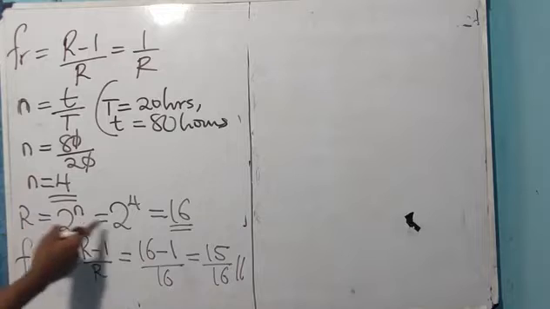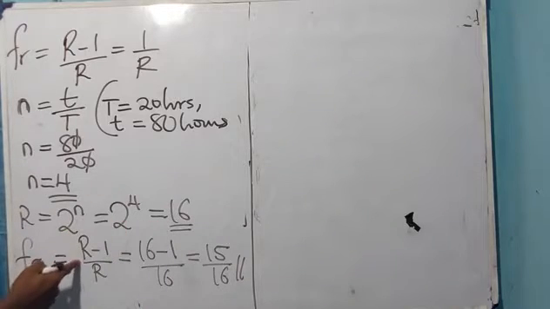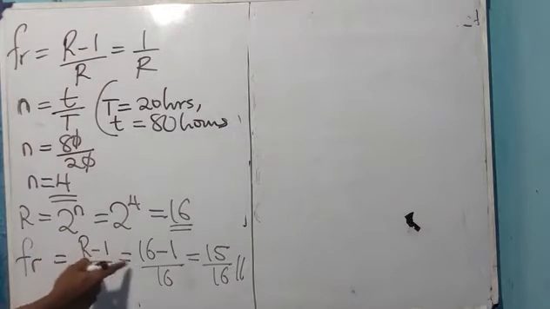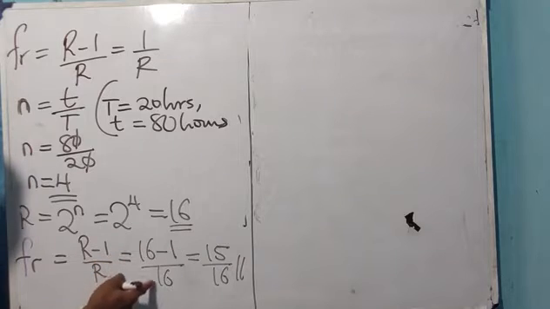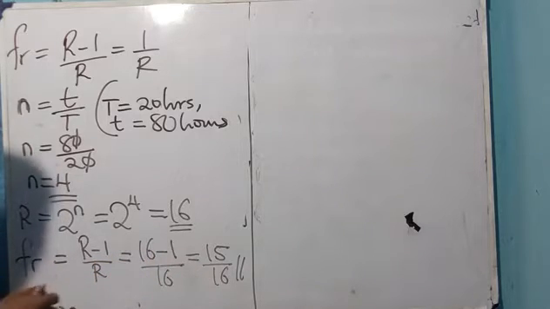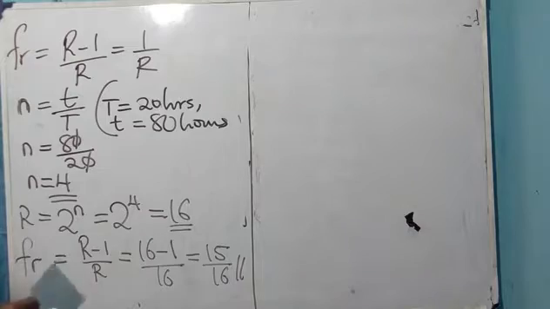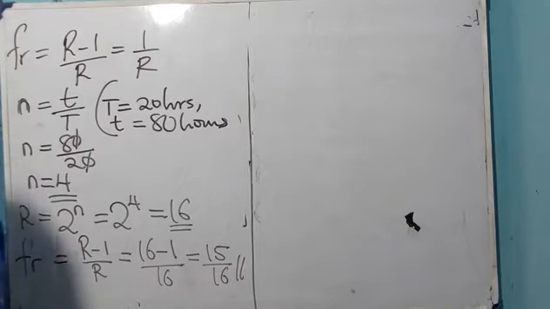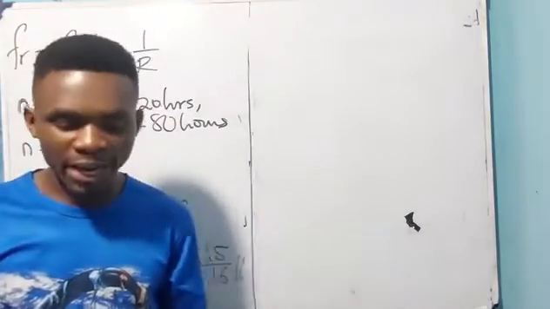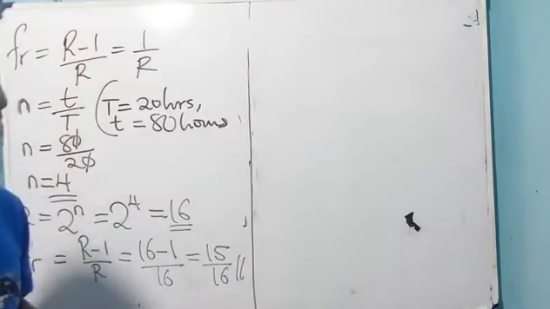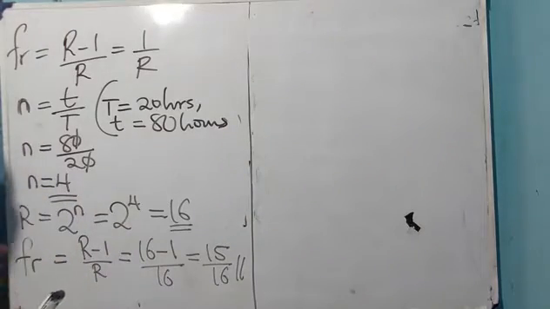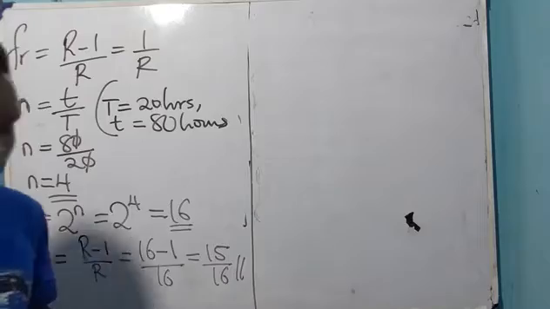We've gotten R as 16. It means that whenever you see R, you put 16 minus 1, then we have 16, then 15 over 16. That is for that. Don't you see how simple it is? The first thing you must note is to comprehend the formula first. After comprehending the formula, you now learn how to apply the formula.